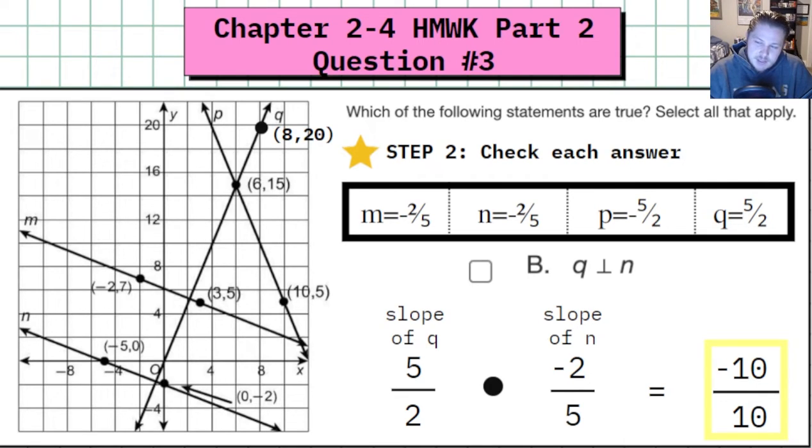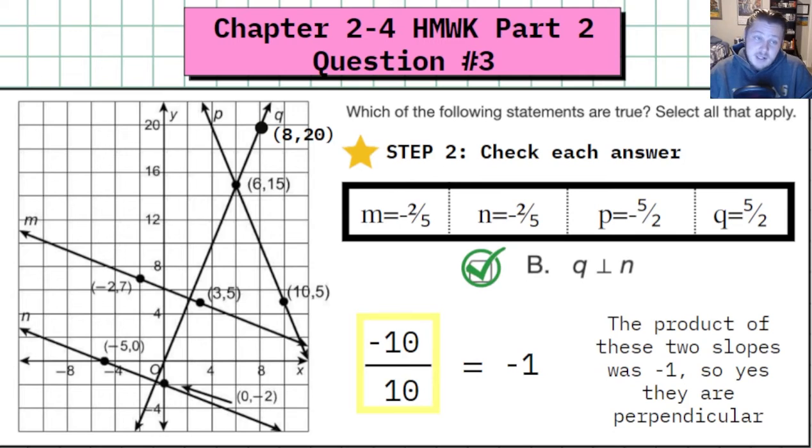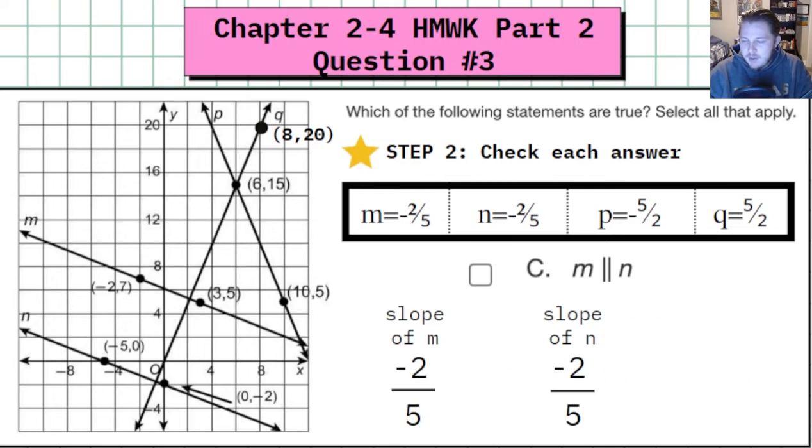B says, is Q perpendicular to N? So I take the slope of Q, that's 5 over 2. I take the slope of N, which is negative 2 over 5, and multiply them together. Whenever we have fractions, we multiply across. So that's 5 times negative 2, which is negative 10. 2 times 5, of course, is just 10. Now we can reduce it. Negative 10 divided by 10 is just negative 1. So yes, when I multiplied the 2 slopes together, the answer was negative 1, meaning those 2 lines are perpendicular to each other. Now I can keep going.